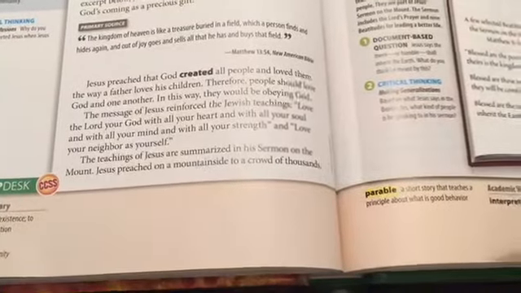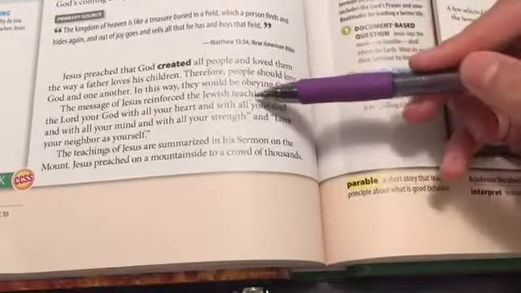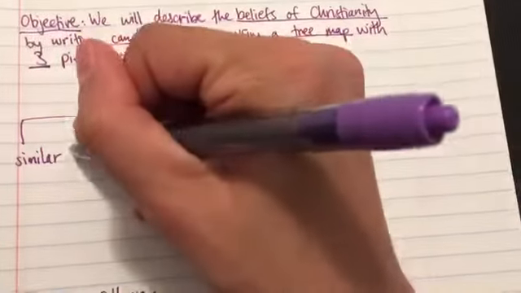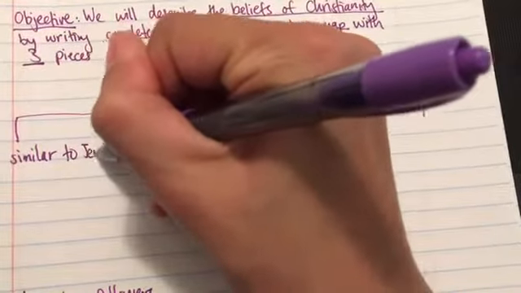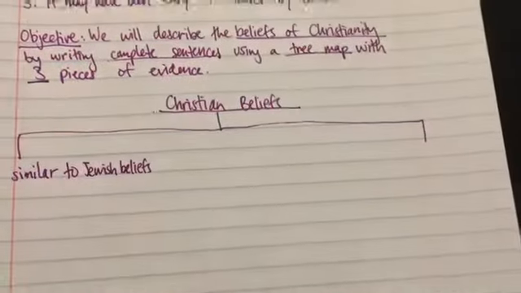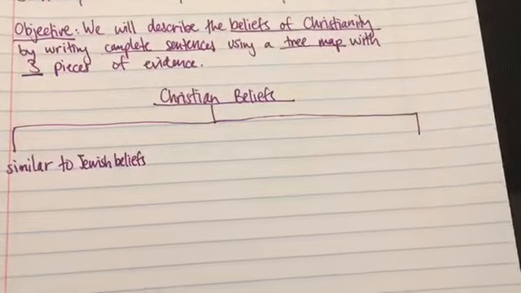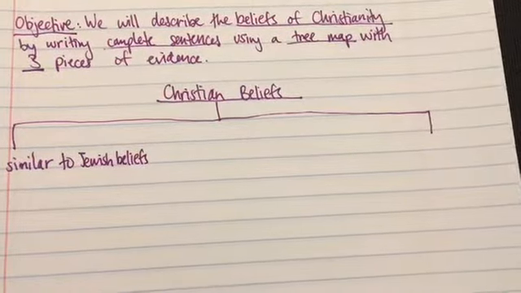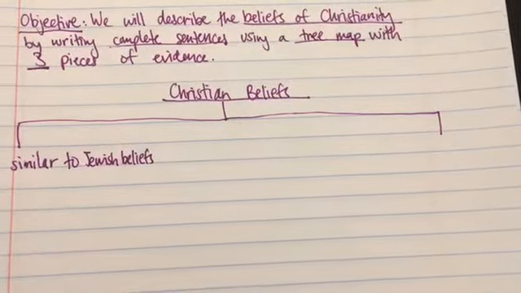Wow, okay, so there's a little bit here that I think we should write down. The first thing I noticed is that it's similar to Jewish teachings. So I want to write on my tree map that Christian beliefs are similar to Jewish beliefs. And that's not surprising because last class we knew that Jewish beliefs are going to inspire Christian beliefs.